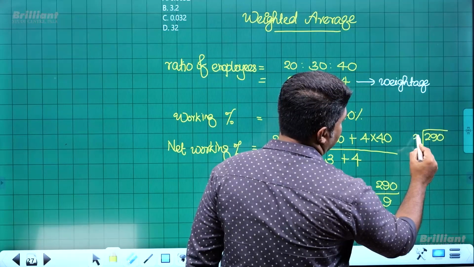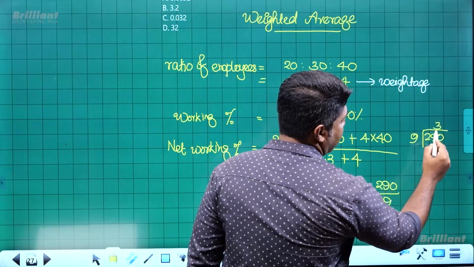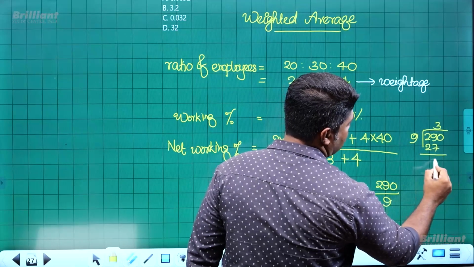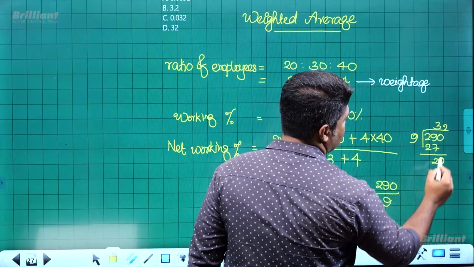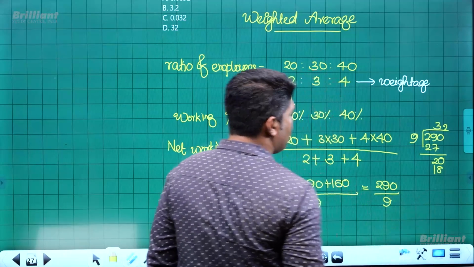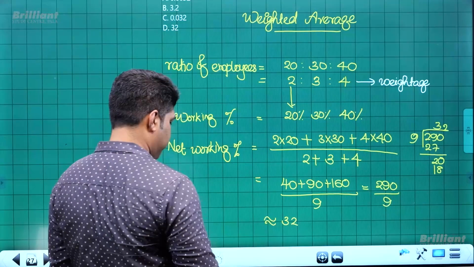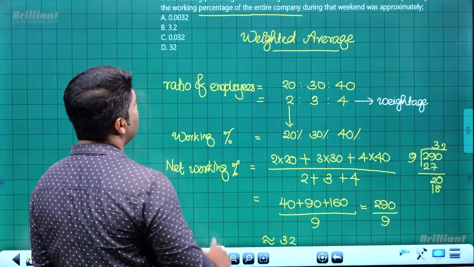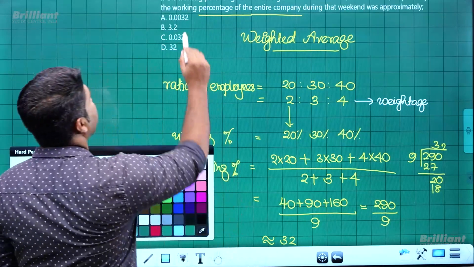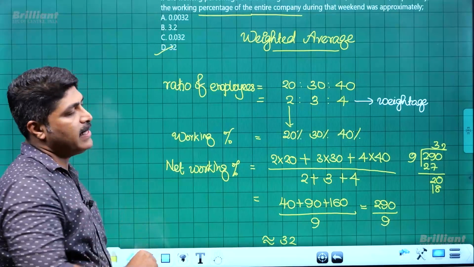290 divided by 9. So here 3 times of 9, that is 27 is here, then 2 is there, therefore that is 2 times, that is 18. So therefore we can conclude this is approximately equal to 32. Look at the set of options. So which is the answer here? Here we got the answer is option D.